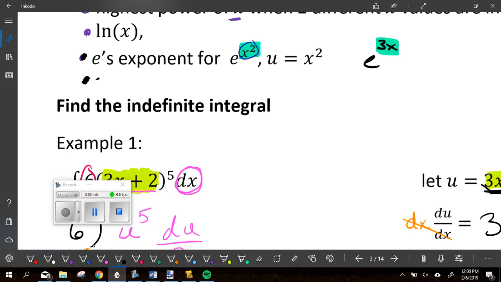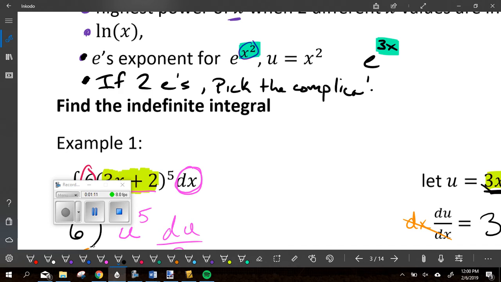If you have 2 e's, pick the more complicated one. That won't make a ton of sense now, but remember that. That is kind of a trick. We will get better at this as we're going. We could use some common sense to figure this out. Sometimes some rules help us get common sense a little bit faster. All right, let's flip back over.